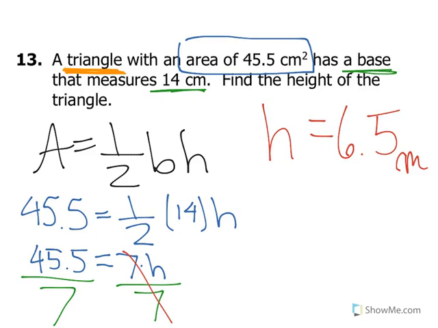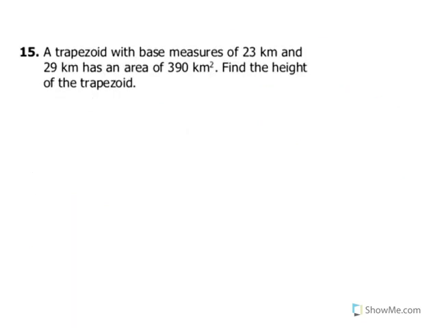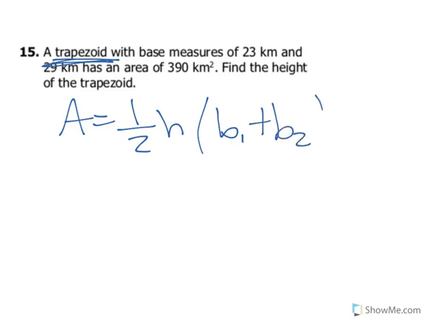Now we're going to look at number 15. So this says a trapezoid. So that means we're going to use our formula for area of a trapezoid. So we want to start with that. And that is 1/2 height times base 1 plus base 2. So now we need to see what information we have. It tells us that we have bases of 23 and 29. So we can put 23 and 29 in for your bases.